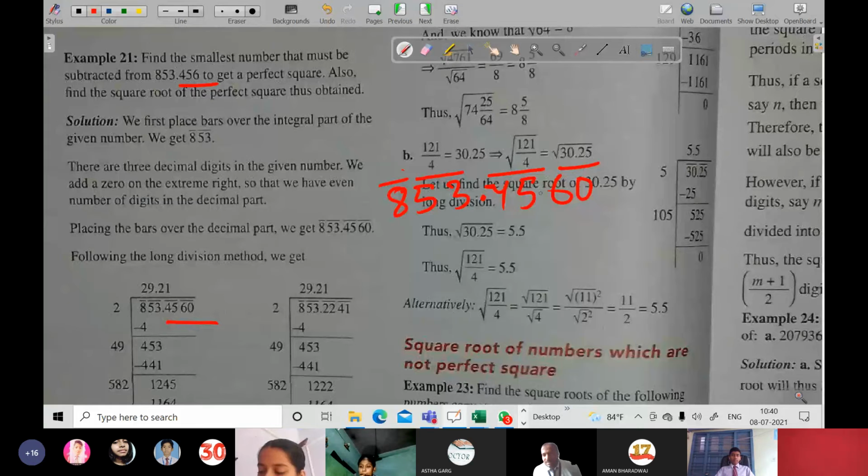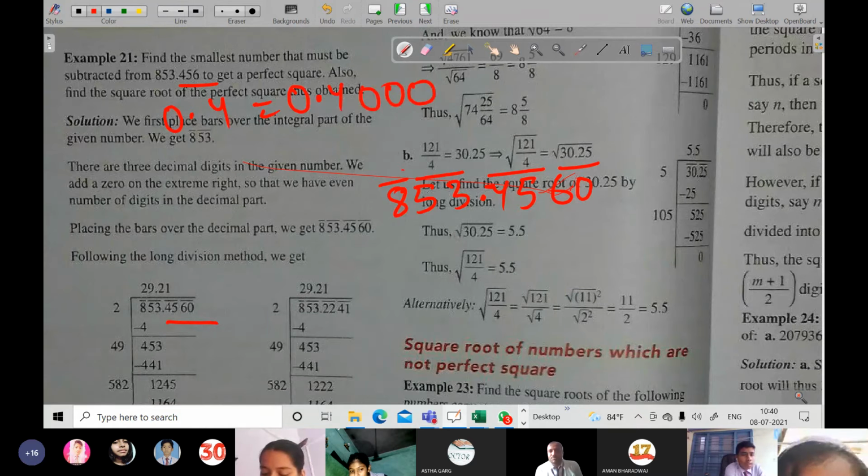Got it? After a number, after the point, if there is a number, then after that we can keep as many 0s as we require. The value will not change. Like 0.4 is equal to 0.40, also 0.400, also 0.4000. It is not read as 400 or 4000.